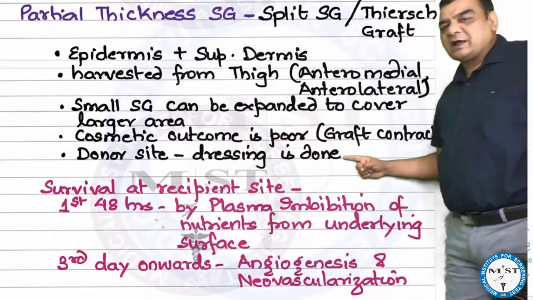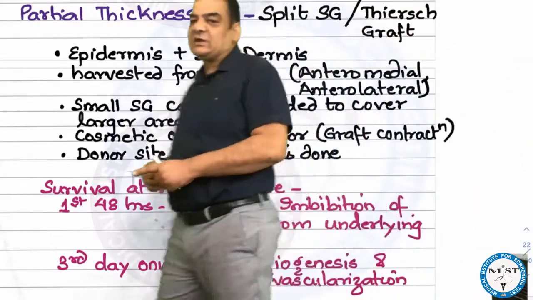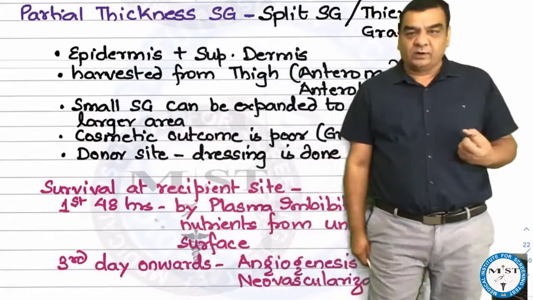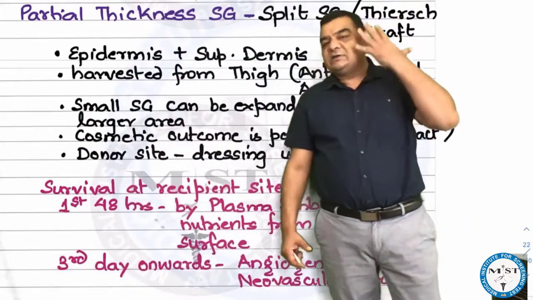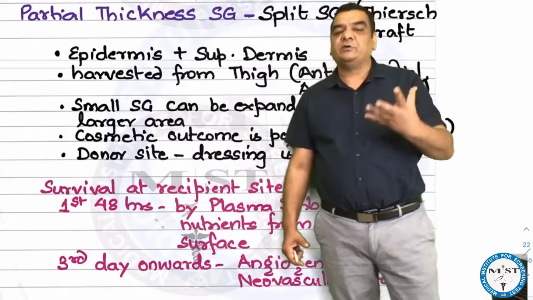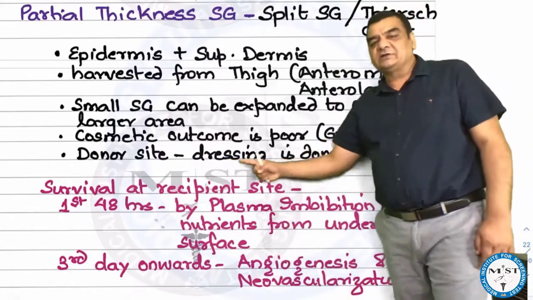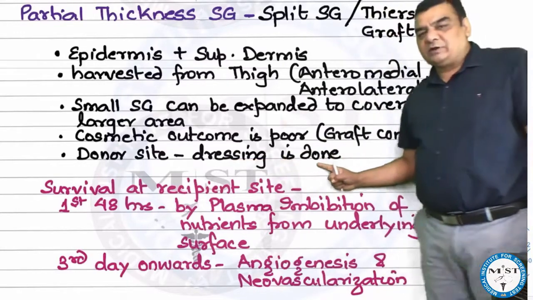Cosmetic outcome is not as good as in a full thickness graft because a partial thickness skin graft contracts more. So for cosmetic reasons, for the face area, we prefer using a full thickness graft. And when we harvest a partial thickness graft, we just put a dressing over it.